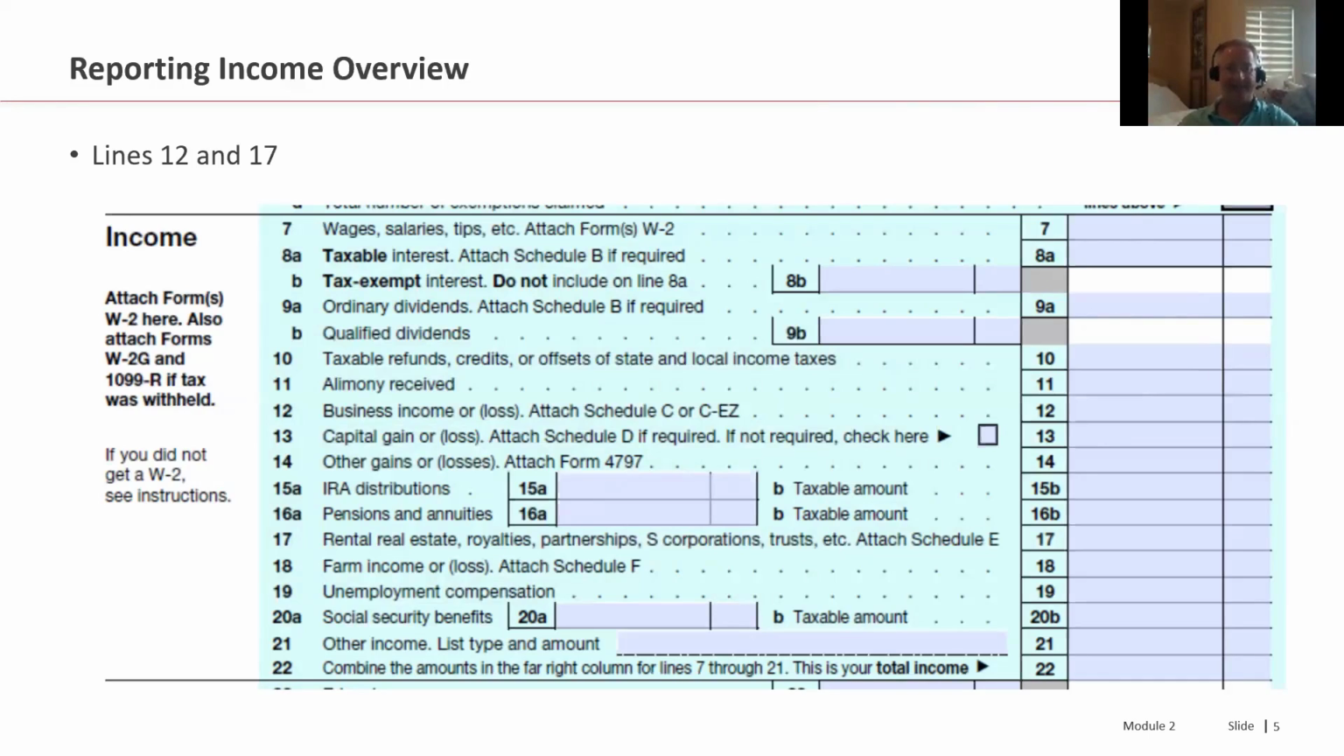If you look at line 17, rental real estate, royalties, partnerships, S corporations, trusts, those are all other business forms where you take the income off of Schedule E and report it on Form 1040, line 17. So this is how owners collect the amount of income that's reported to them from their flow-through entities. A corporate investment doesn't have such a thing. A corporate investment flows through dividends. Dividends are reported on line 9, and they are reported in an entirely different way.